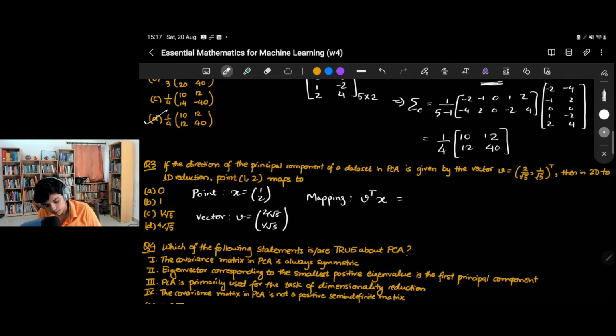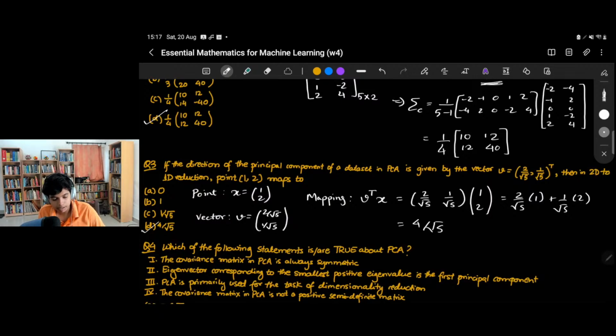So what is V transpose? This is V. So V transpose would be 2 over root 5, 1 over root 5, and X is 1, 2. So pretty simple. 2 over root 5 times 1 plus 1 over root 5 times 2, which is nothing but 4 over root 5. So option number D again.